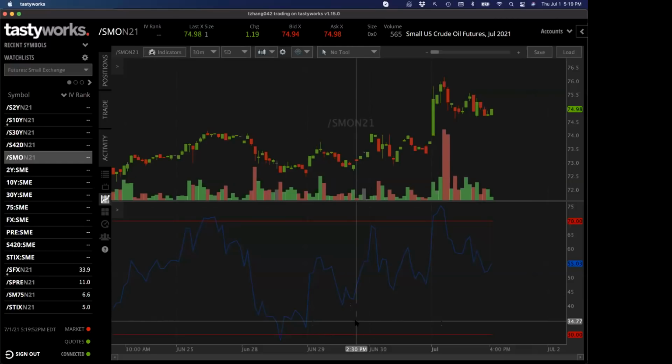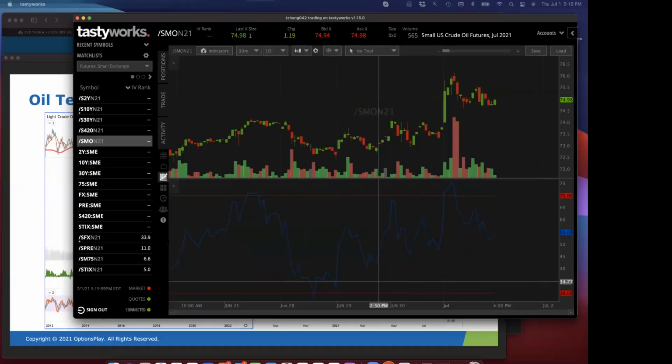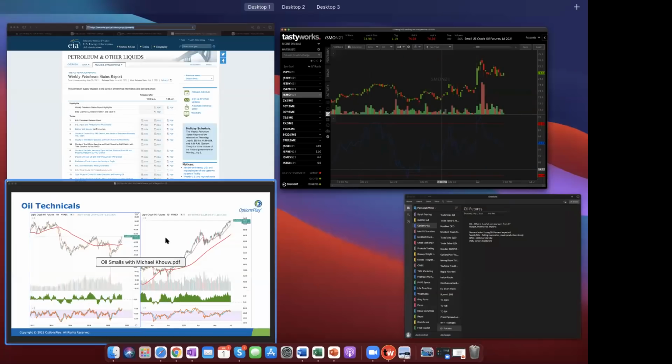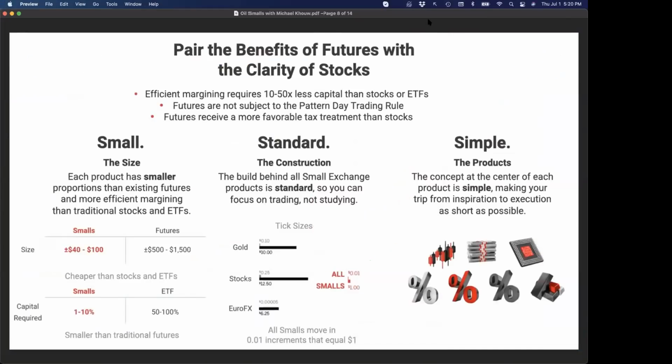What is the small exchange? The small exchange is a new futures exchange, and every single product that the small exchange offers follows the ethos of small, simple, and standard. Small, meaning every single contract is sized specifically for retail with a smaller account. Standard, meaning everything is standardized. So like I said, every tick is always going to be $1.